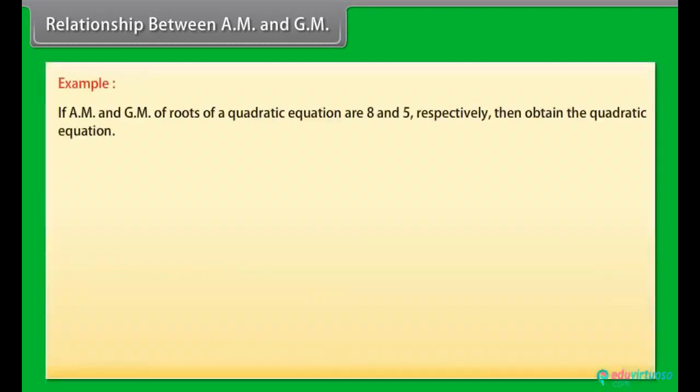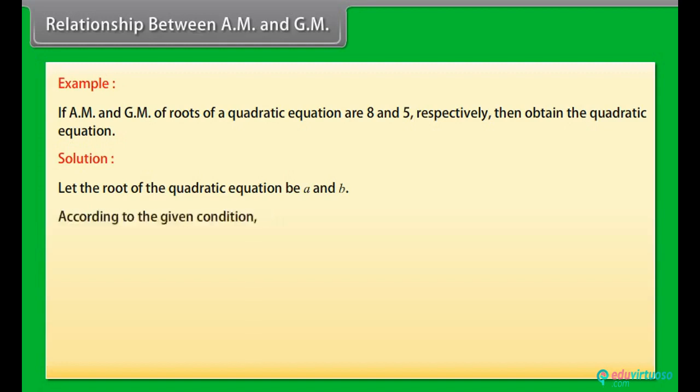Example: if AM and GM of the roots of a quadratic equation are 8 and 5 respectively, then obtain the quadratic equation. Solution: let the roots of the quadratic equation be a and b. According to the given condition, arithmetic mean a plus b divided by 2 is equal to 8. It implies that a plus b is equal to 16. Let it be equation 1. Geometric mean square root of ab is equal to 5. It implies ab is equal to 25. Let it be equation 2.